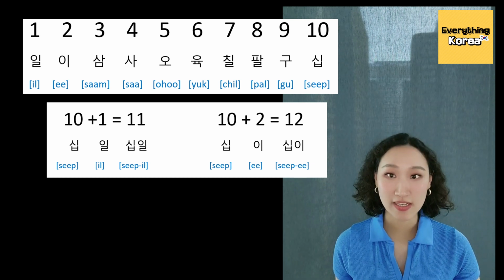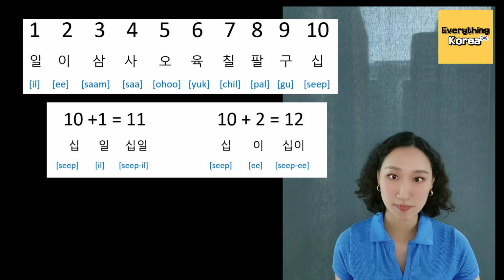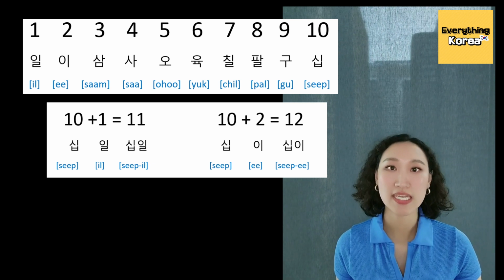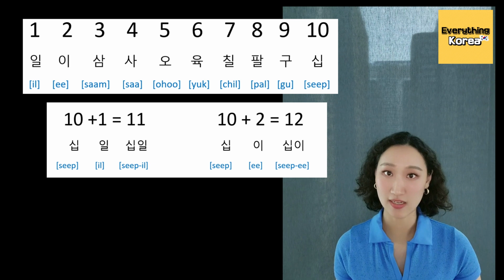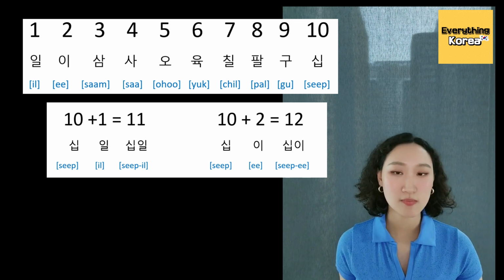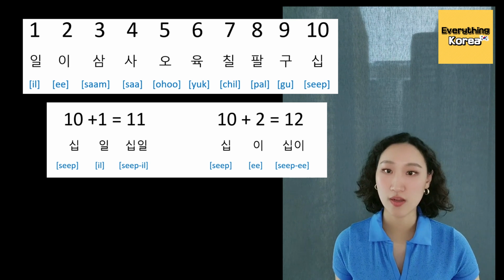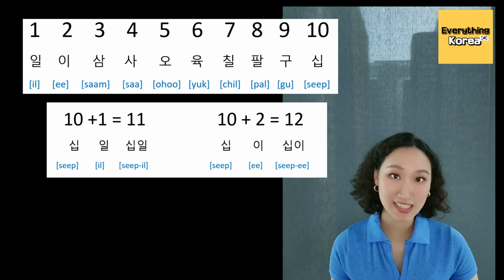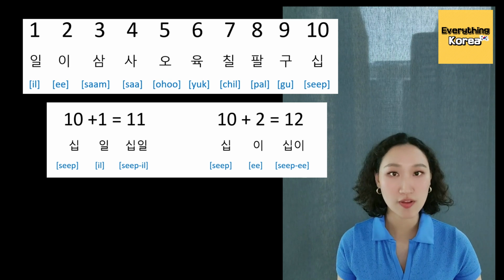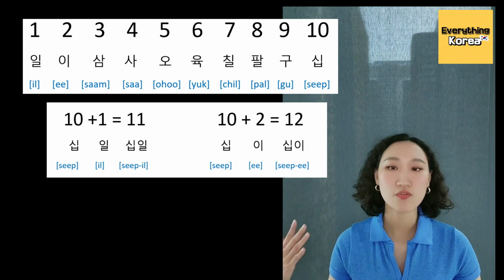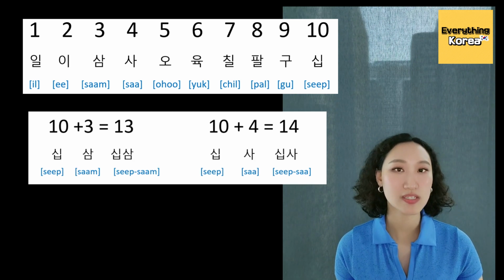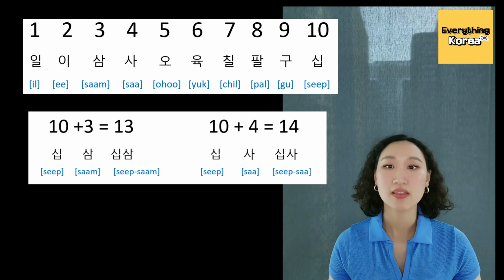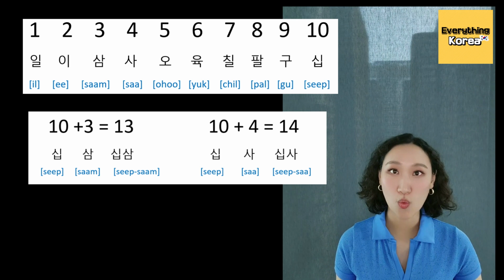Okay, then for 11, 10 plus 1 is 11, right? So 10 is ship. And then 1 is 1. So 10 plus 1 equals 11, right? For 12, same process. 10 plus 2 is 12. For 13, same. 10 plus 3 equals 13. Then 14, 15, 16, 17, 18, 19.